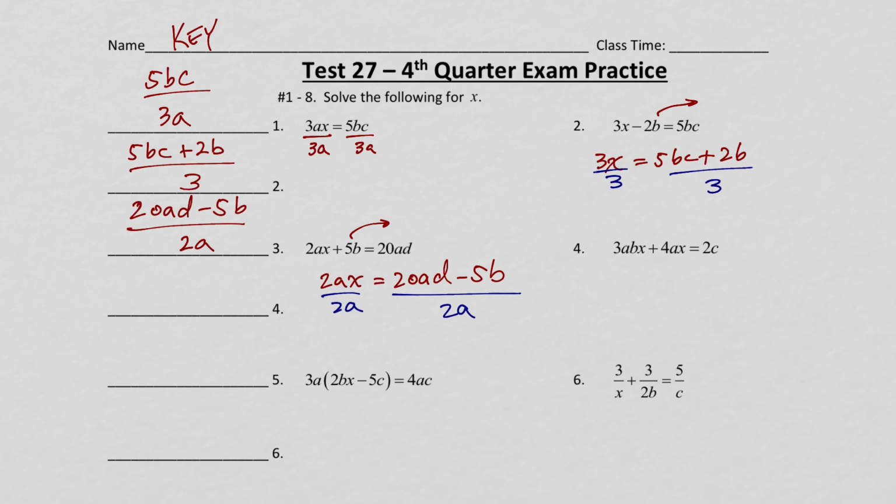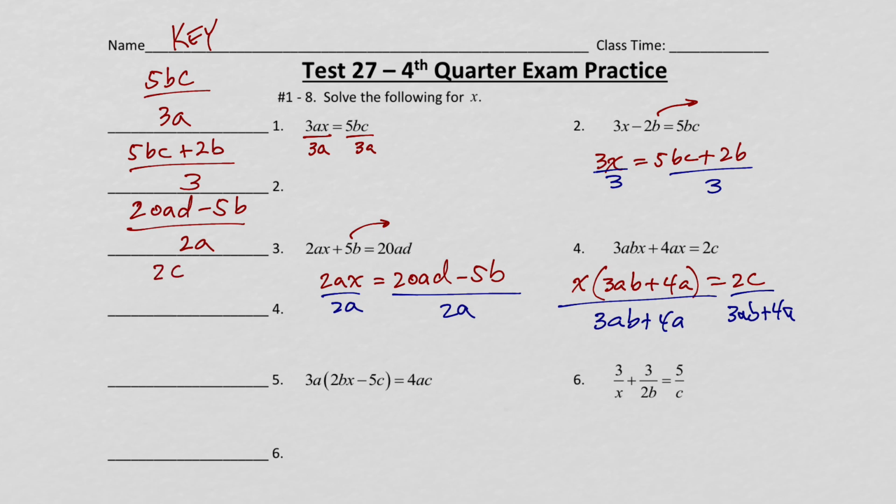Here the x is showing up in multiple terms, so we isolate it by factoring it out, and we get x times 3ab plus 4a equals 2c. And then we're ready to solve by dividing. We divide by 3ab plus 4a, and then that's the answer. X is equal to 2c over 3ab plus 4a. And just be careful, you cannot cancel this and this because there's no 2 here to cancel.